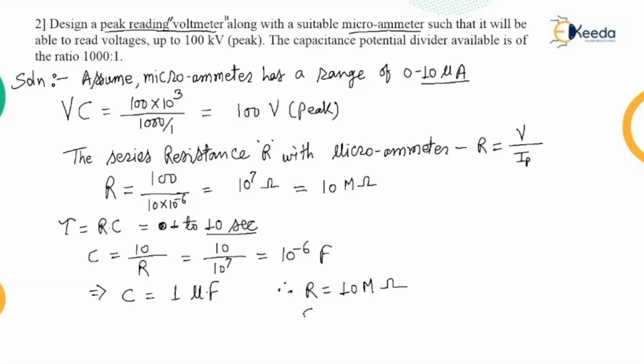Hence, the value of the resistance is 10 mega ohms in the circuit, and the value of the capacitance is 1 microfarad. This way you can design the peak reading voltmeter with the microammeter connected in the network, and that will read the voltage up to 100 kilovolt peak. Okay, so that's all with this particular numerical. Now let us discuss the next numerical.